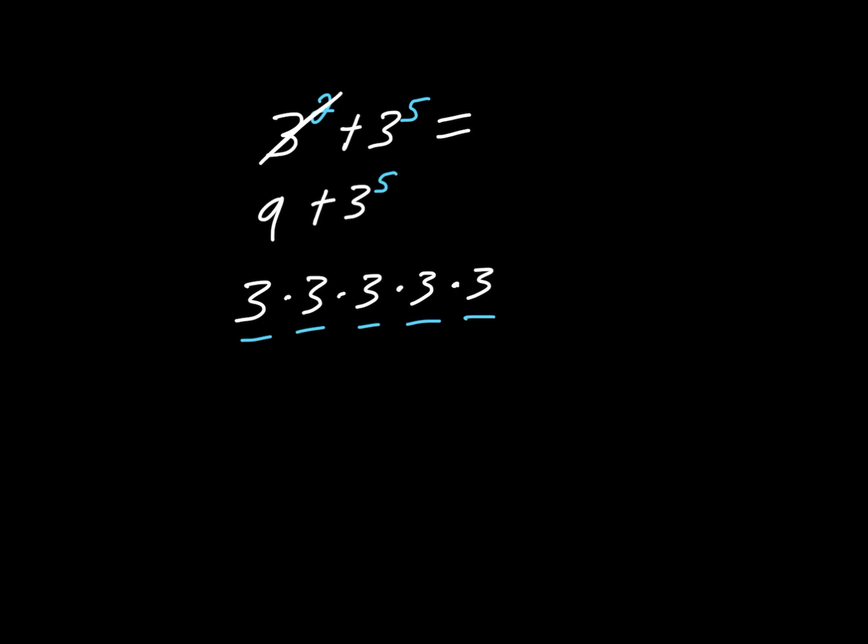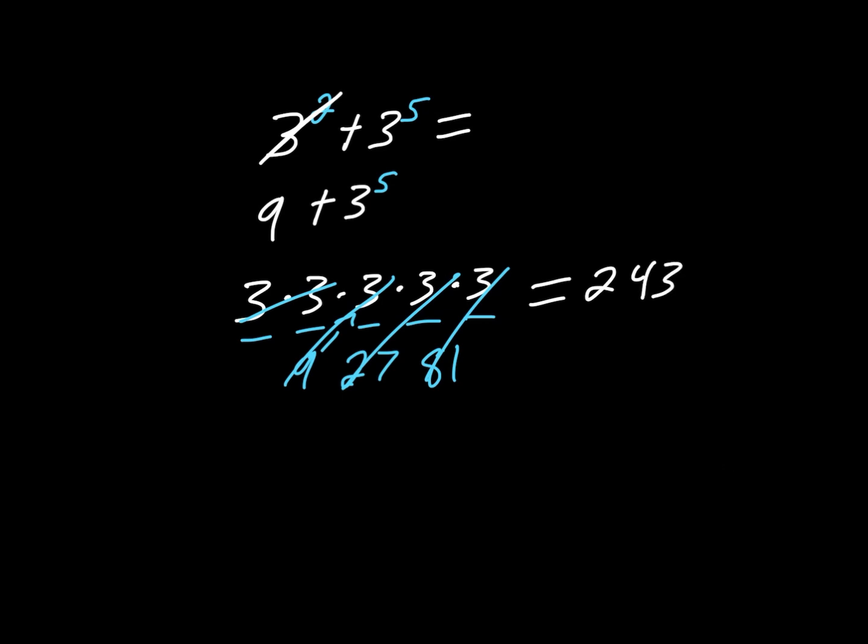So 3 times 3, we know that it's going to equal 9. We multiply that 9 by 3, and we know it's going to equal 27. And then what is 27 multiplied by 3? That's going to equal 81. And then you have that last 3. 81 multiplied by 3 equals 243. So you see how there's that snowball effect when you're multiplying numbers with exponents.